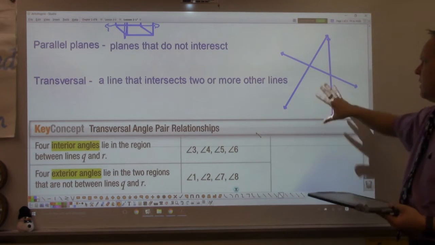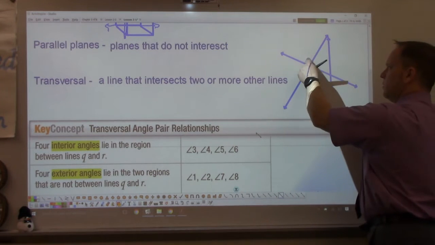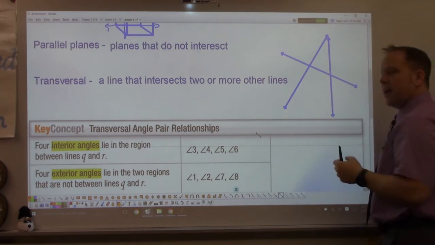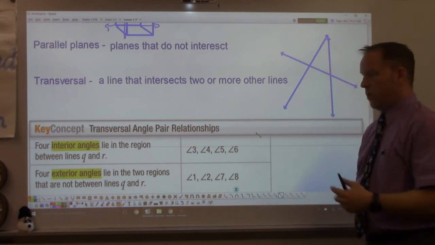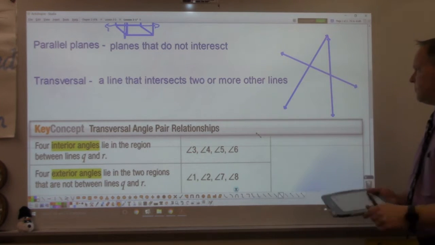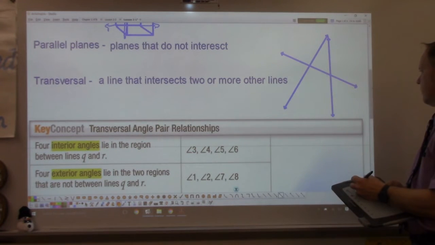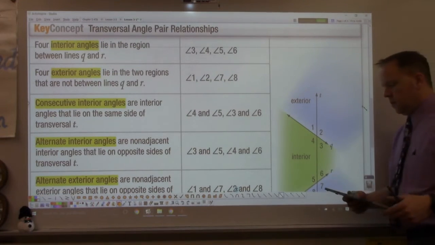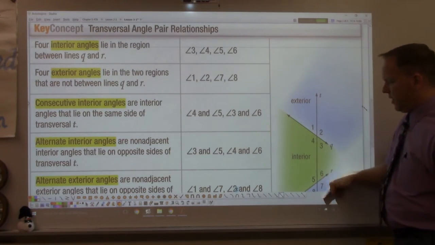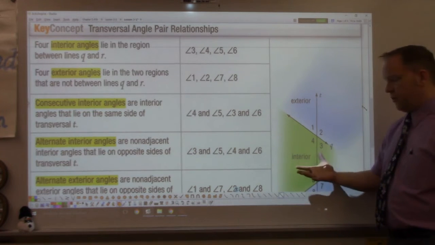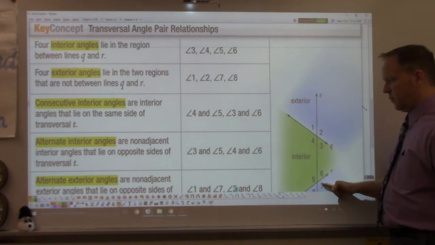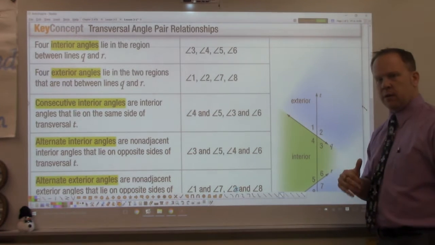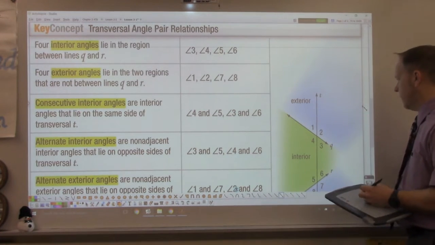Now, when I have a transversal, you'll see there's 4 angles around here, and there's 4 angles around here. They have special names. And we're going to talk about those names right here. So this is the exterior and the interior related to the 2 lines and the transversal. Notice they are not parallel. We're going to talk about special cases when they're parallel in the next lesson.